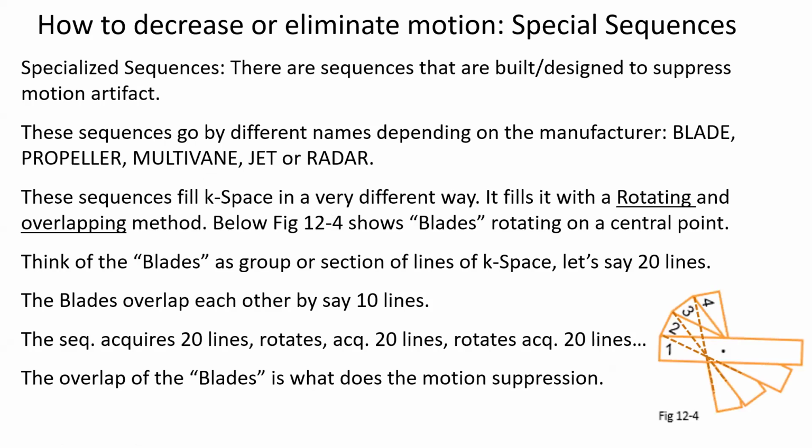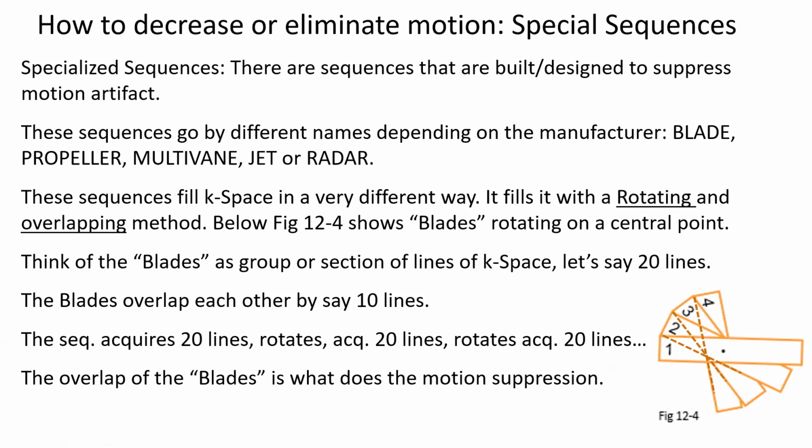There are some special motion suppression sequences. The GE calls it PROPELLER. The different manufacturers have their own names for it, but it's radial scanning. So the generic name for PROPELLER, multi-vane, jet, blade, all those things is radial scanning.